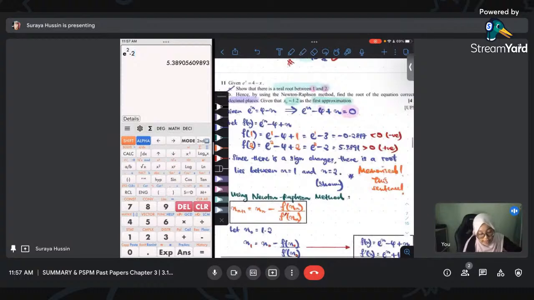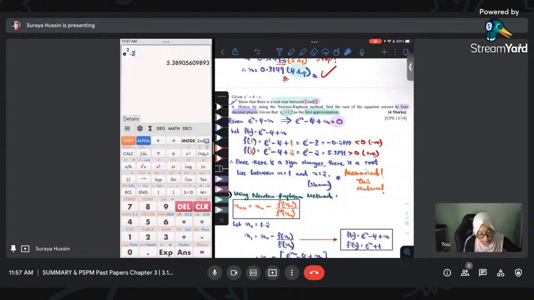And you must realize something. X naught ni 1.2 kan. This 1.2 must be the value between 1 and 2. You sedar tak? Setiap kali approximation kita mesti akan di tengah-tengah, di antara 1 dan 2 lah kalau soalan ni. Dia mesti di tengah-tengah. Okay.